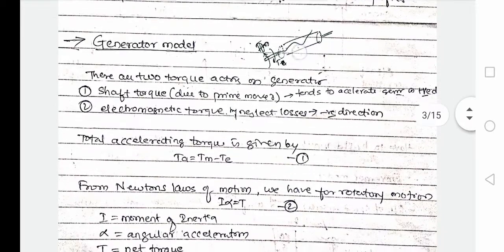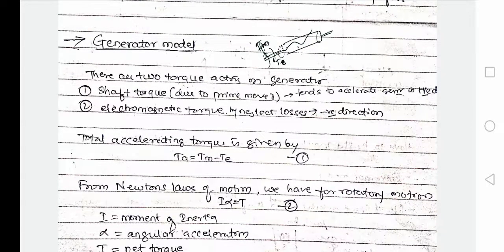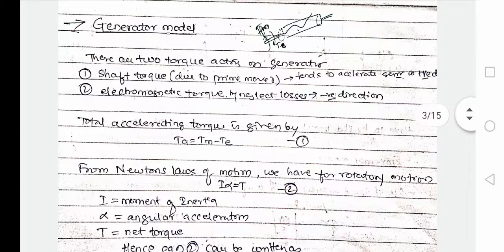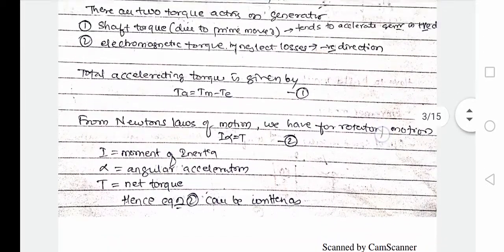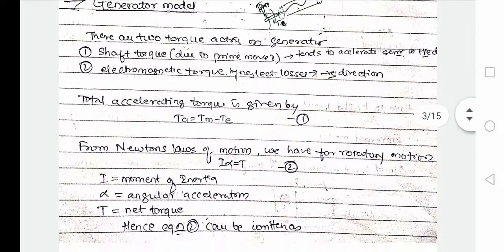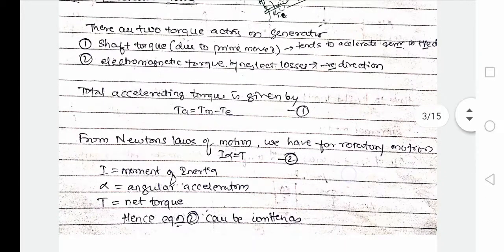Here you can see in the diagram, Tm, that is the shaft torque, is in the clockwise direction, and Te is in the anti-clockwise direction. That is, these two torques act in a positive and negative direction. For this purpose, the total accelerating torque is given by Ta is equal to Tm minus Te. Ta is equal to Tm minus Te. That is taken as equation number 1.